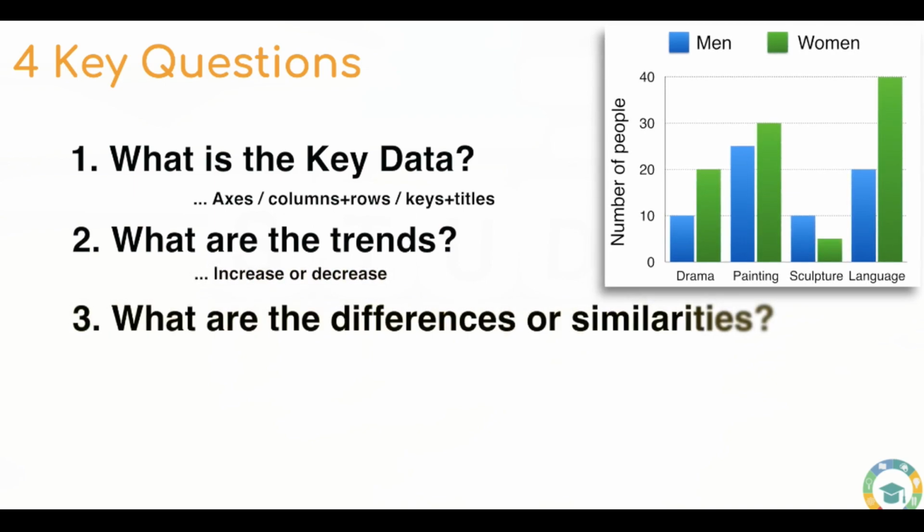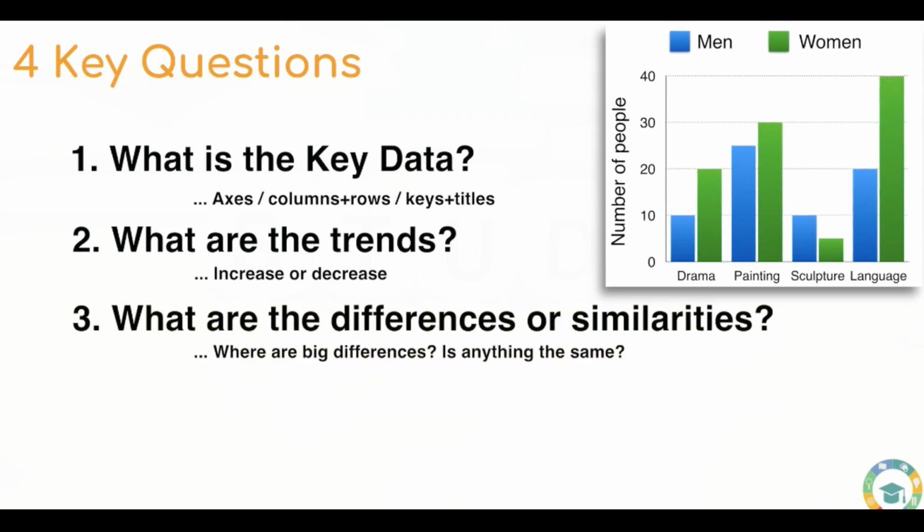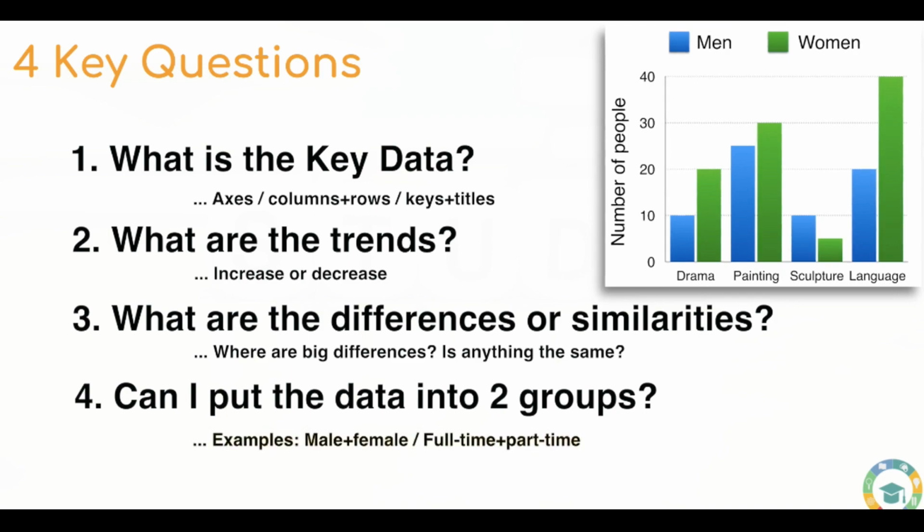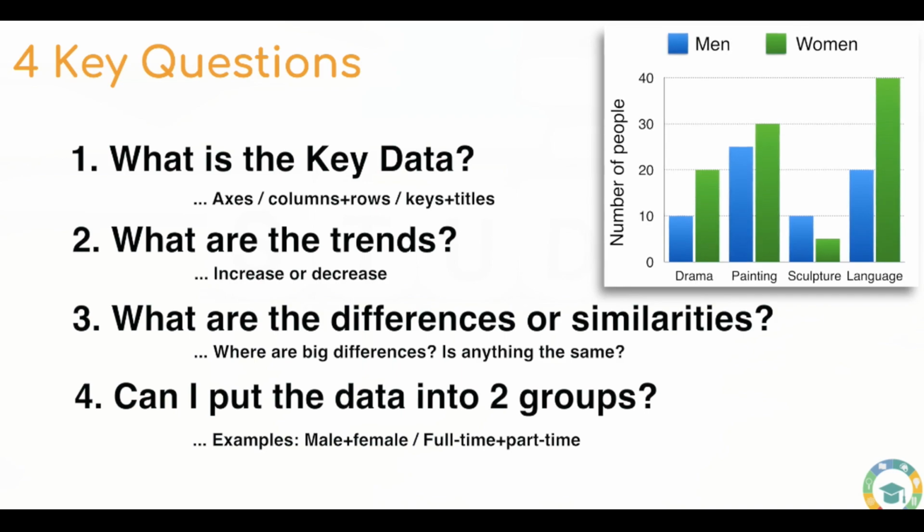Then ask yourself, what are the big differences or similarities? Is there anything that remains the same, or are there big gaps between data given? Differences and similarities are also very important for maps. And the last question is, can I group the data into 2 groups? This makes a lot of sense when writing and being able to logically order your answer. Write these 4 key questions down and we'll practice using them to help us plan some answers.